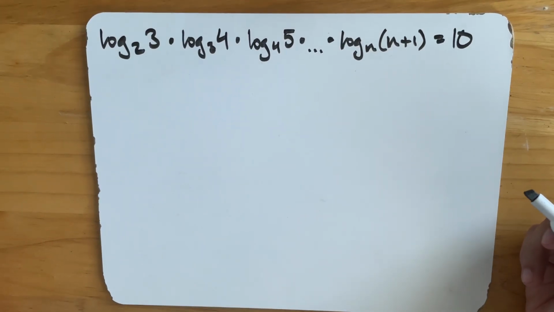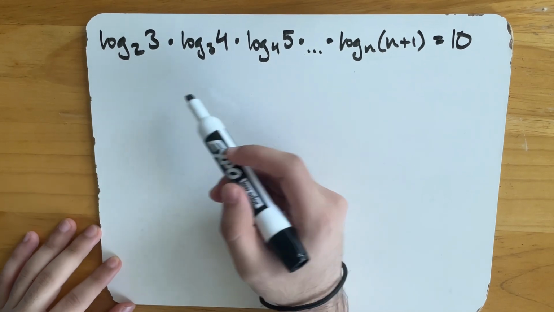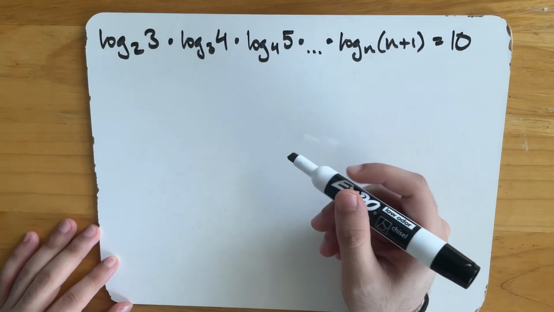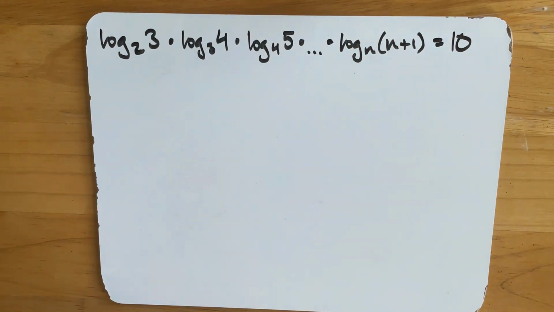Alright, so today we have an interesting problem. Let's see, we have log base 2 of 3 times log base 3 of 4 times log base 4 of 5 times and so on, continuing the pattern, and it ends with times log base n of n plus 1, and all that's equal to 10.